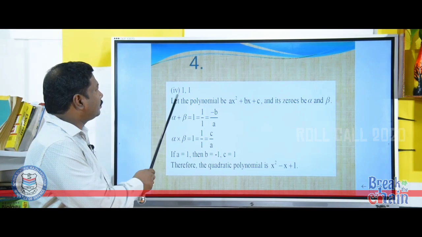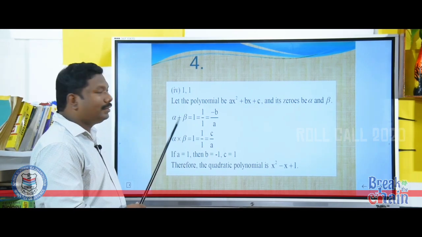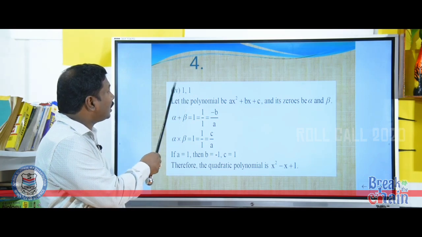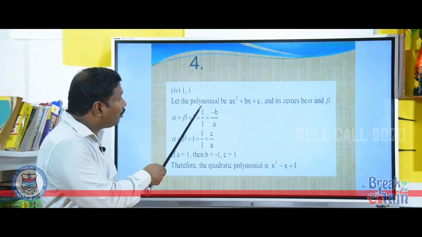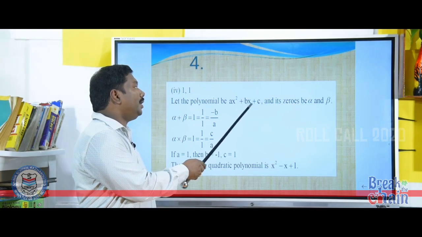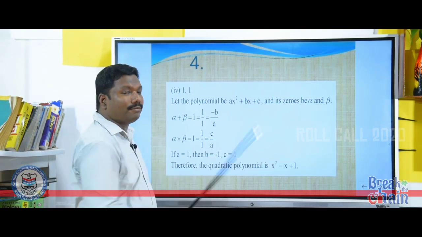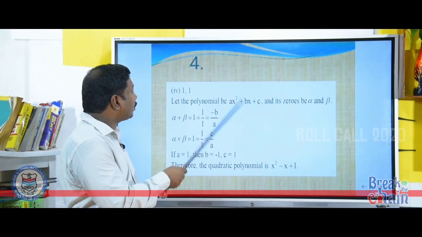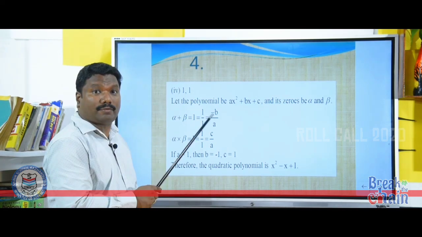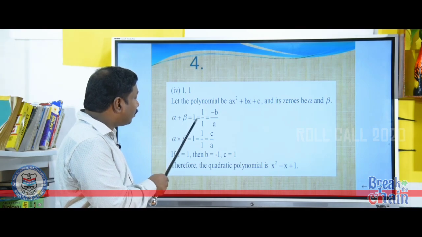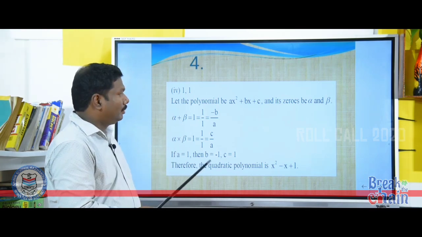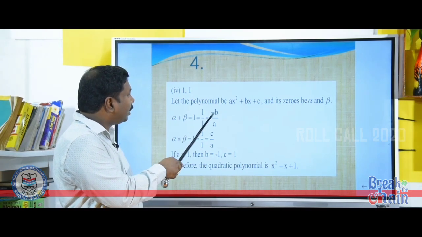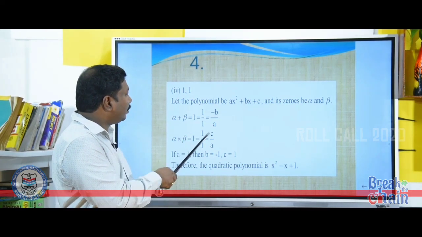The next question is 1, 1. Children, here the two zeros are alpha and beta, both zeros are 1 and 1. Let the polynomial be ax square plus bx plus c. Its zeros be alpha and beta. So given sum of the zeros and product of the zeros, they are respectively 1 and 1. So alpha plus beta 1, alpha into beta 1. This we can express 1 by 1 and 1 by 1. 1 by 1 equals minus b by a. Here also 1 by 1 equal to c by a.